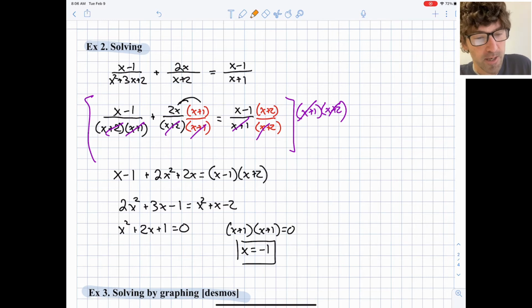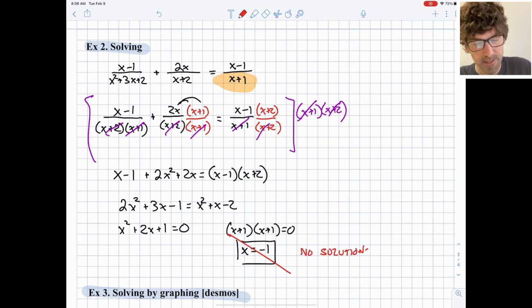So looking way back up here, if we were to plug a negative 1 into that denominator right there, we would end up with a 0 in the denominator, which violates math law, not allowed. So in fact, this equation has no solutions.